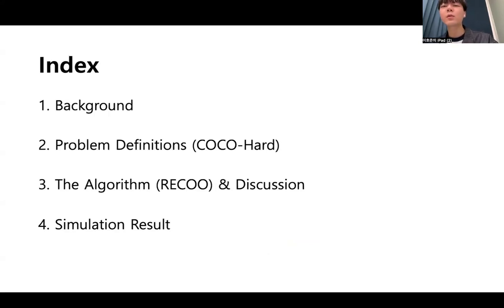First, I'll tell you some background about online convex optimization, and then I'll define the problem that the paper tries to solve. Then I'll introduce the algorithm RecOO that solves the problem and explain some intuitions about the algorithm and asymptotic performance of the algorithm. Finally, I'll show the simulation result while I reproduce it.